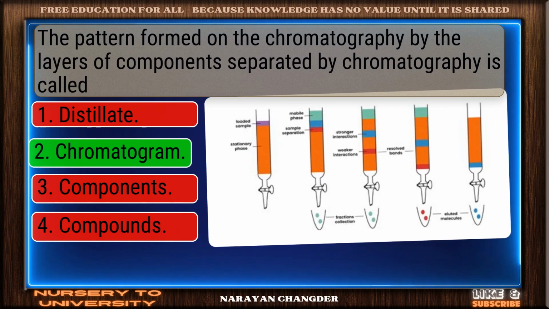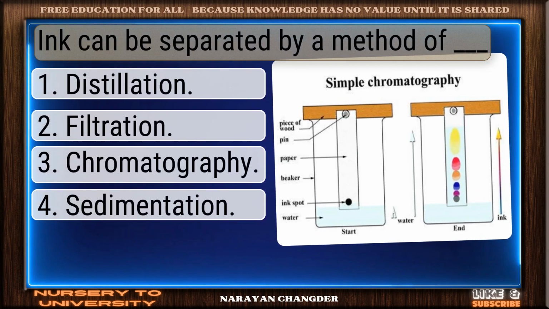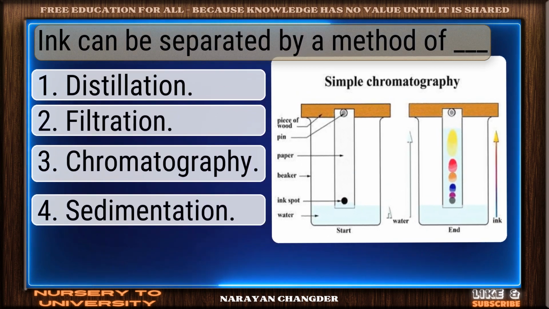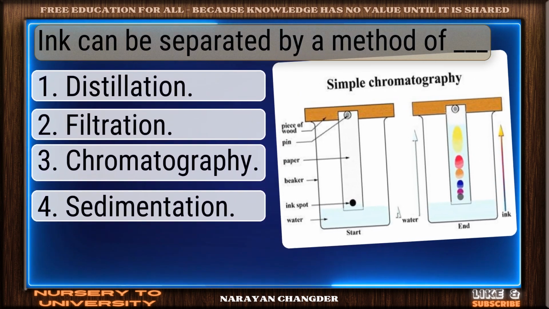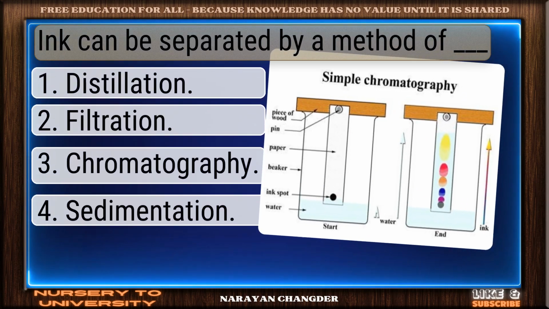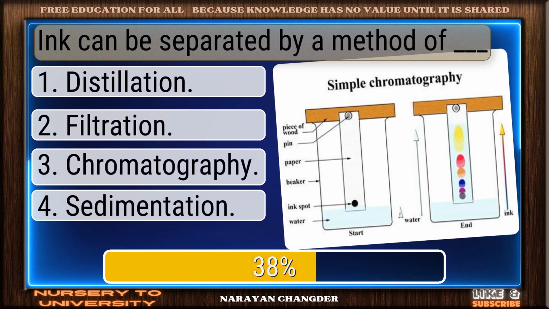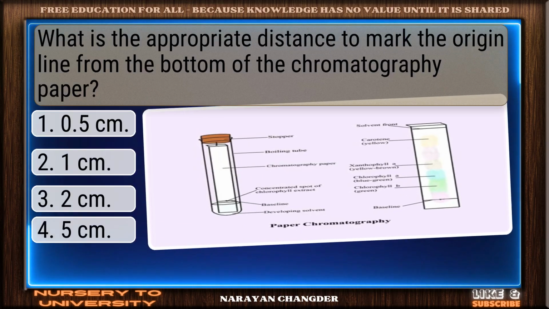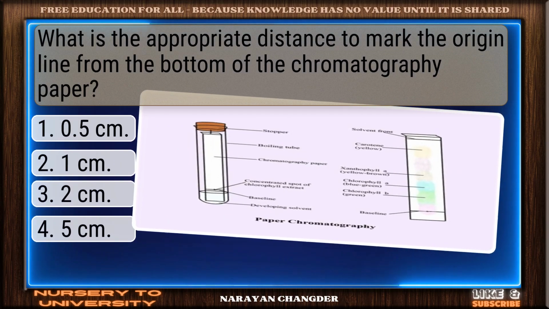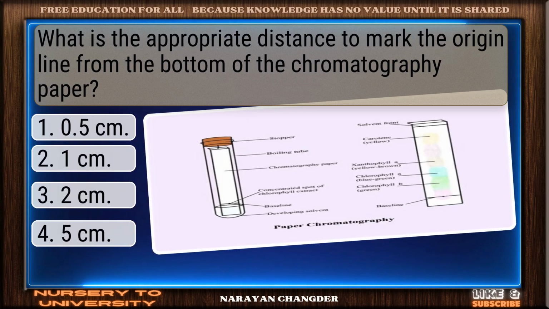Spot on, chromatogram. Ink can be separated by a method of dash. Option 1, distillation. Option 2, filtration. Option 3, chromatography. Option 4, sedimentation. Chromatography, great work. What is the appropriate distance to mark the origin line from the bottom of the chromatography paper?